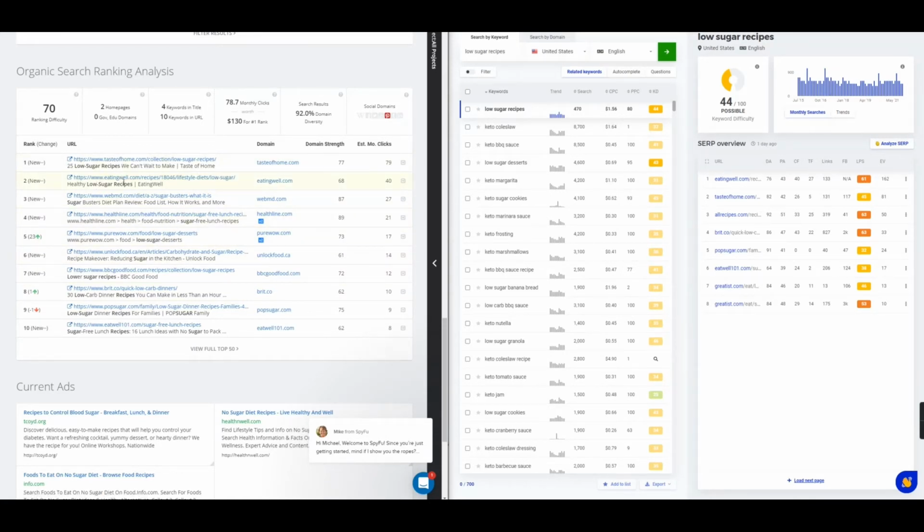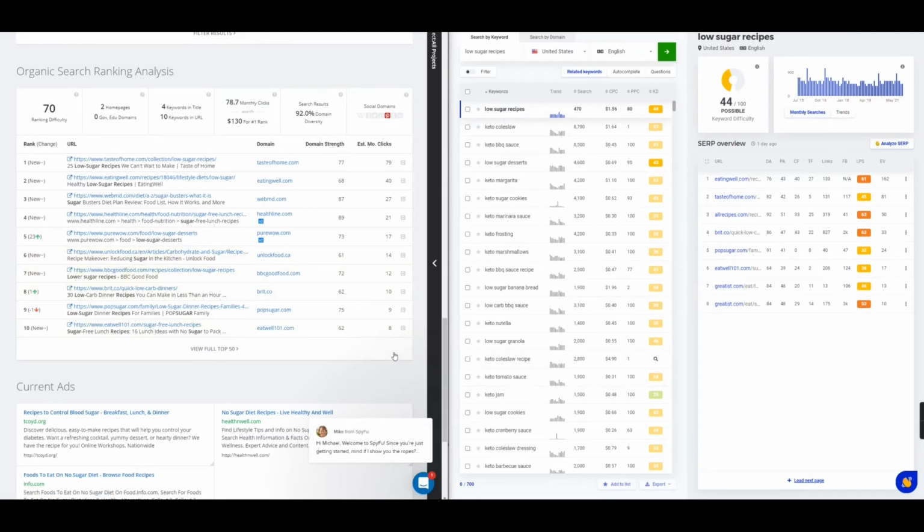Taste of Home, Eating Well, WebMD, Sugar Busters. Okay, Sugar Busters diet plan, healthy low sugar recipes, Sugar Busters diet plan. So I suppose that would be low sugar. Or yeah, Healthline, sugar-free lunch recipes, low sugar desserts. So again, yeah, sugar-free. Oh, reducing sugar in the kitchen. That's a good one. Okay.